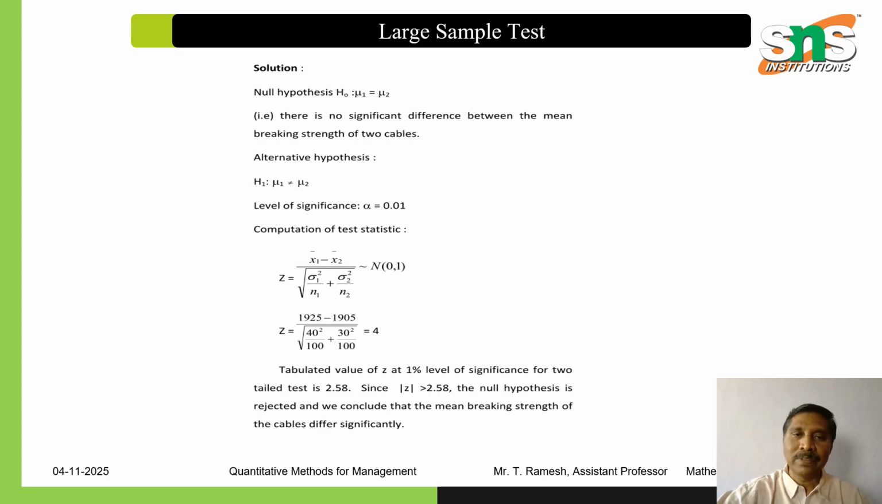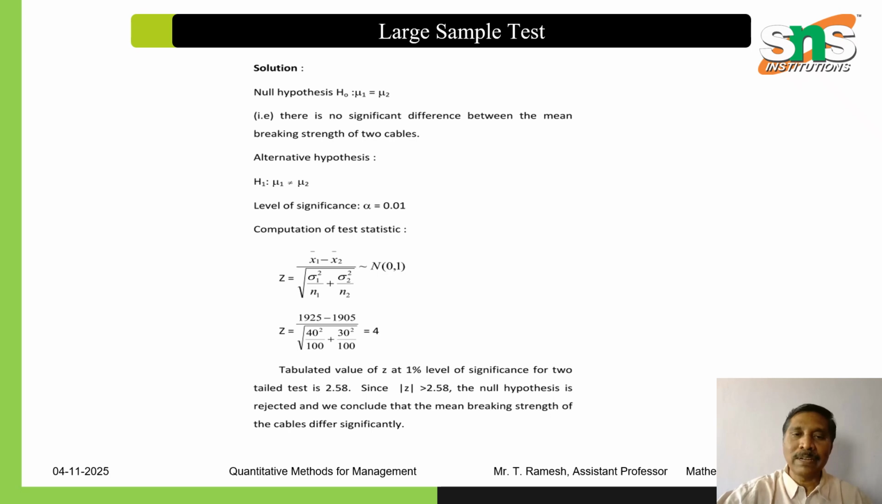So what is given? The null hypothesis is mu1 is equal to mu2. These two sample averages are equal, that is, there is no significant difference between the mean breaking strength of the two cables. Alternative hypothesis: these two are not equal. The level of significance is 1%, that is 0.01.